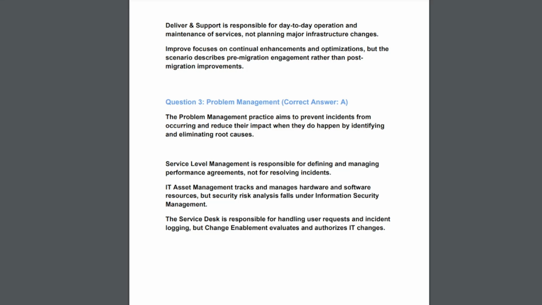The incorrect answers there are obviously service level management. This is responsible for defining and managing performance agreements, not for incident resolution. IT asset management, they track and manage hardware and software resources. And service desk is only responsible for handling user requests and incident logging.